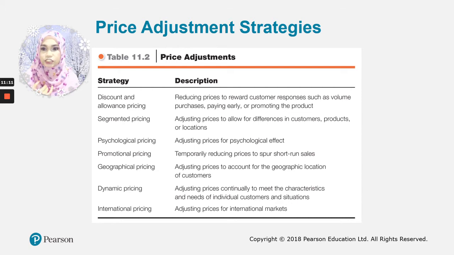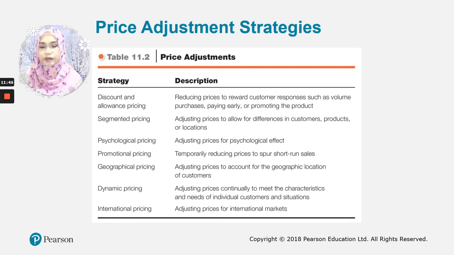Now, the first strategy that you can do is, of course, discount and allowance pricing. You know discounts, right? You will always be excited when you hear the word, oh, there's a discount. Discount is reducing prices to reward customer responses, such as volume purchases, paying early, or promoting the product. When you want them to buy earlier than other people, so paying early: if you pay now, then you get this discount. So that will be the discount and also allowance pricing.